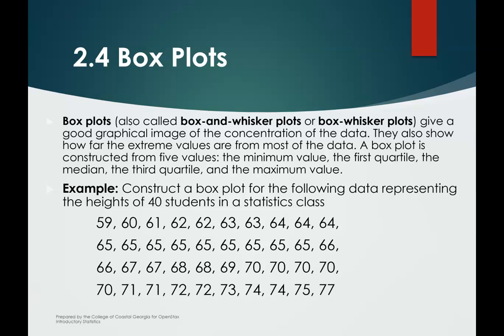It is constructed from 5 values. We call this the 5-number summary: the minimum, the first quartile, median, third quartile, and maximum value. So we're going to construct a box plot for the following data that represents the heights of 40 students in a statistics class.